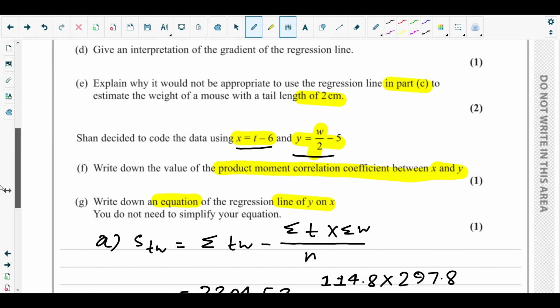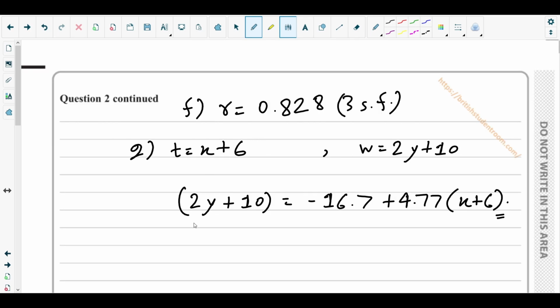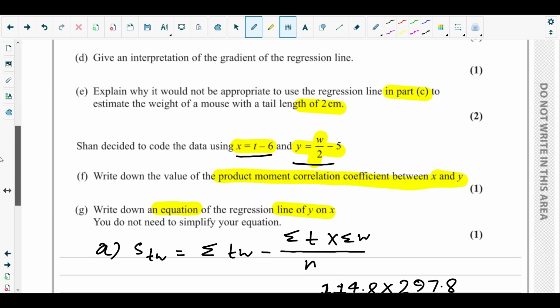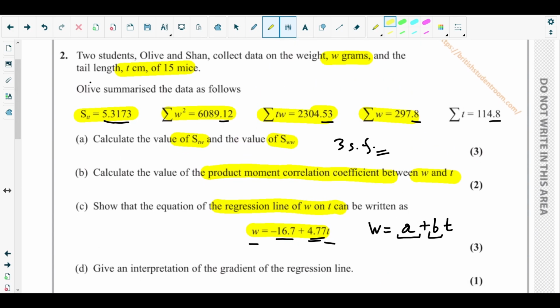So this is the regression line equation of y on x. Do we have y on the left hand side? Yes, we have y on the left hand side. This is enough for 2 marks. If you just keep it in this form, this is enough to get 2 marks. And that's all about part G. They said already, you do not need to simplify your equation, you just need to keep it in substituted form. That's enough. So this was all about the second question from the Statistics 1 May 2023 paper.